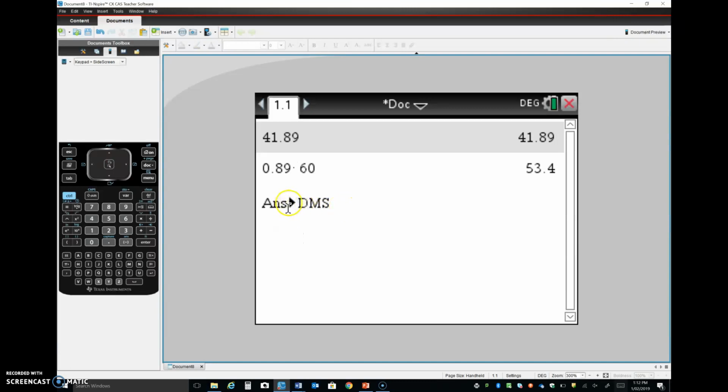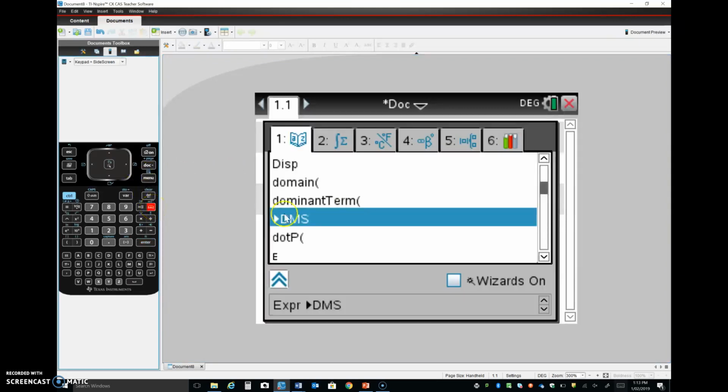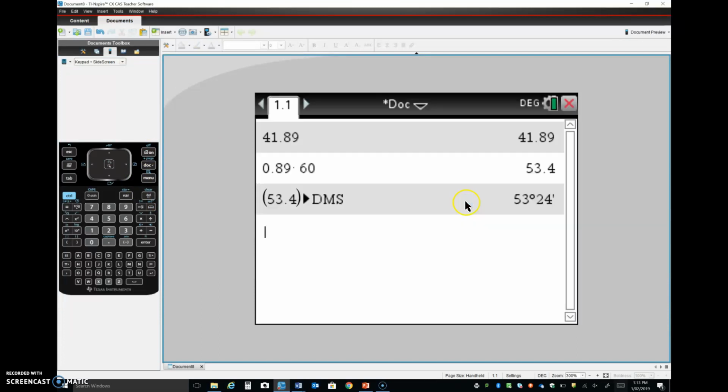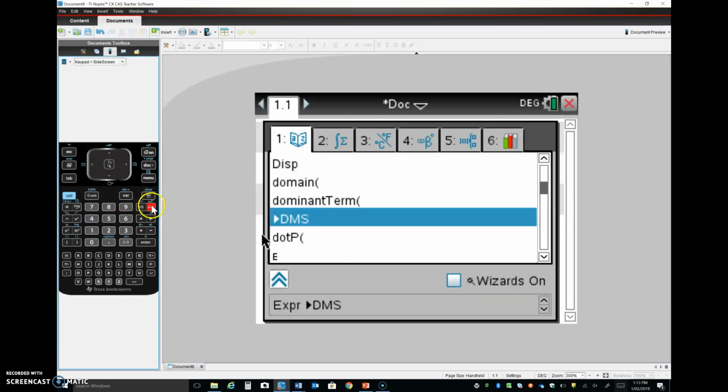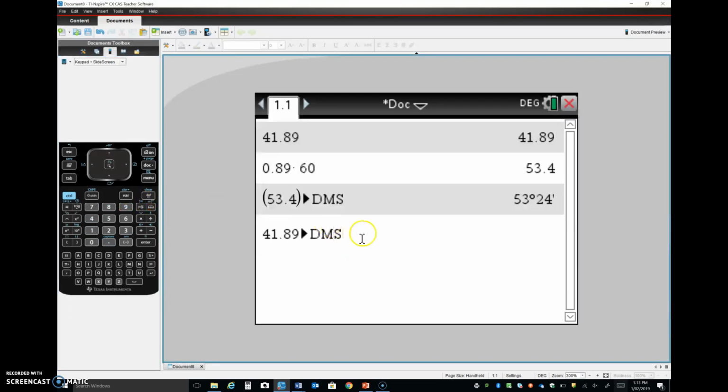So here we're saying let's convert the answer back into DMS, 41.89. Oops, that's not what I wanted. I'd need to do it this way, and put the actual number in, 41.89, and then I'd tap on the book. And I tell the calculator, please put that into DMS. And it tells us that is 41 degrees, 53 minutes, and 24 seconds there.